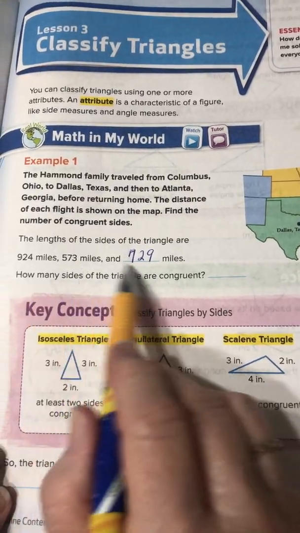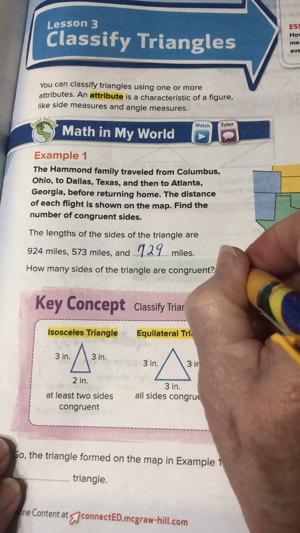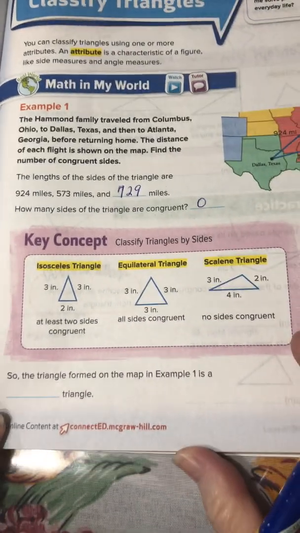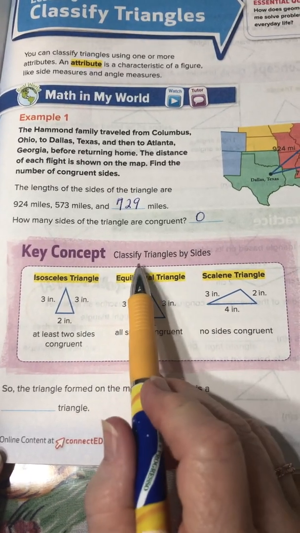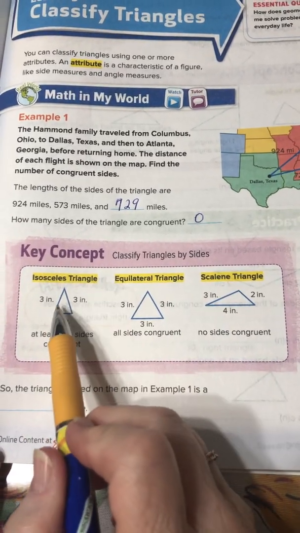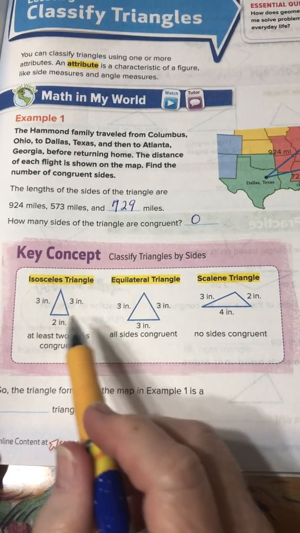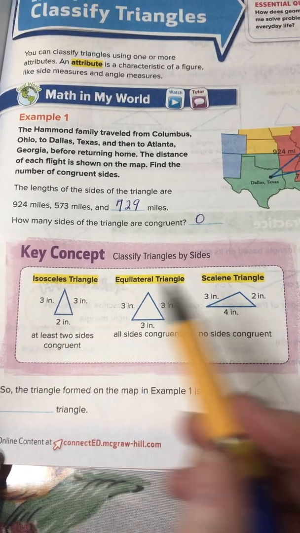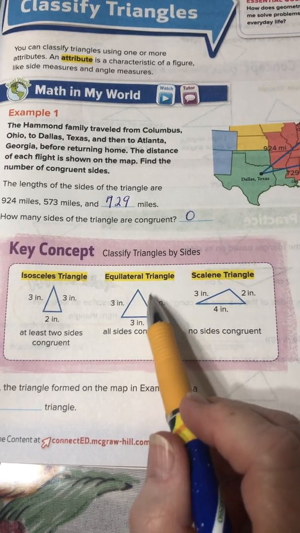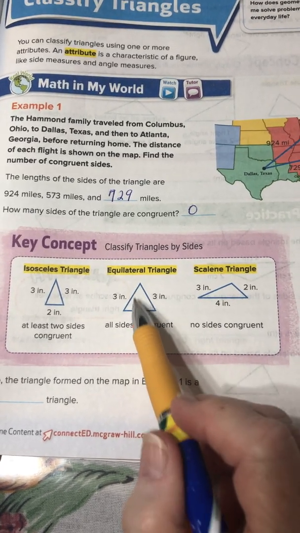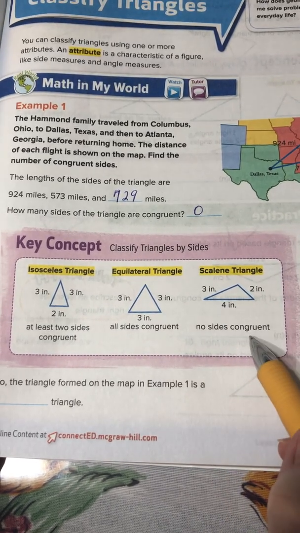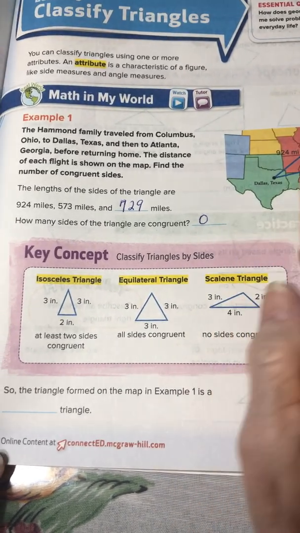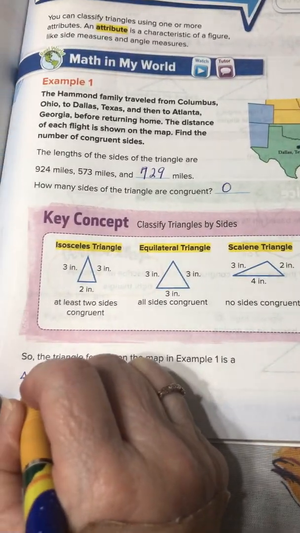None of them. None of them are the same. So we're going to put a 0 here. Let's remind ourselves about what to call triangles. An isosceles triangle has 2 sides that are equal, or 2 sides congruent. An equilateral triangle has all 3 sides that are the same. And a scalene triangle has no sides that are congruent or the same. So our triangle up here is scalene because none of its sides are equal.